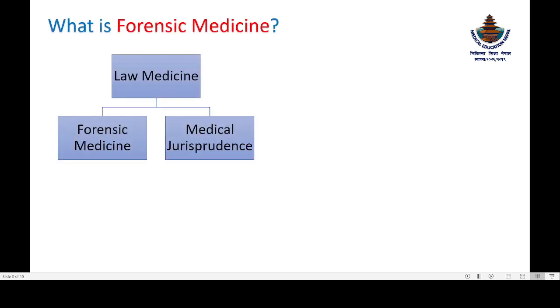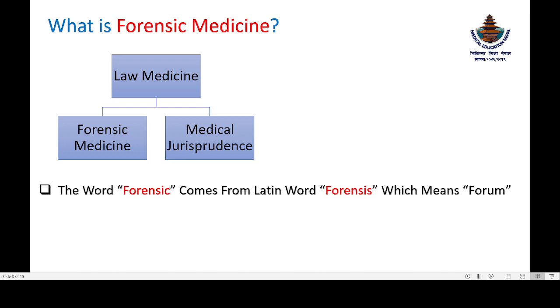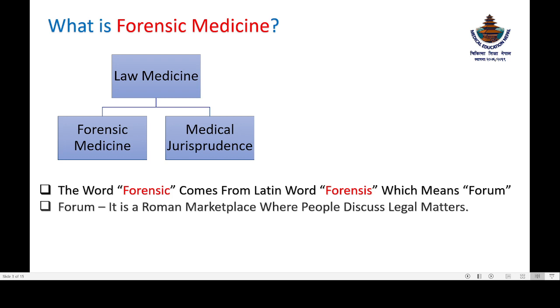Now, what is forensic medicine? Basically, forensic medicine is one of the branches of law medicine. Law medicine has got two branches: forensic medicine and medical jurisprudence. The word forensic comes from a Latin word forensis, which means forum. Forum is basically a Roman marketplace where people used to discuss legal matters. During the Roman time, the place where people used to discuss things related to the laws was particularly known as the forum.